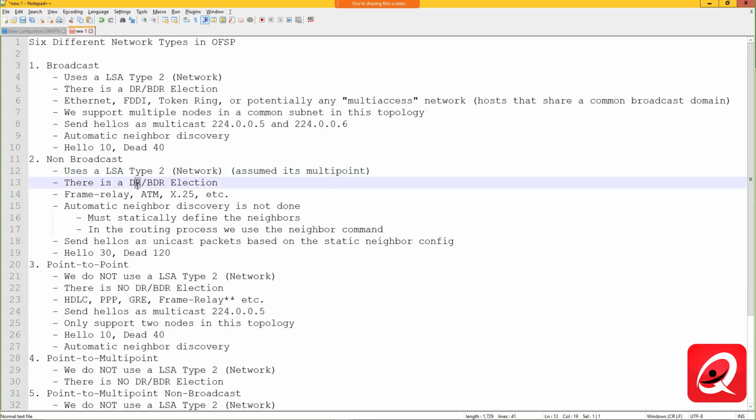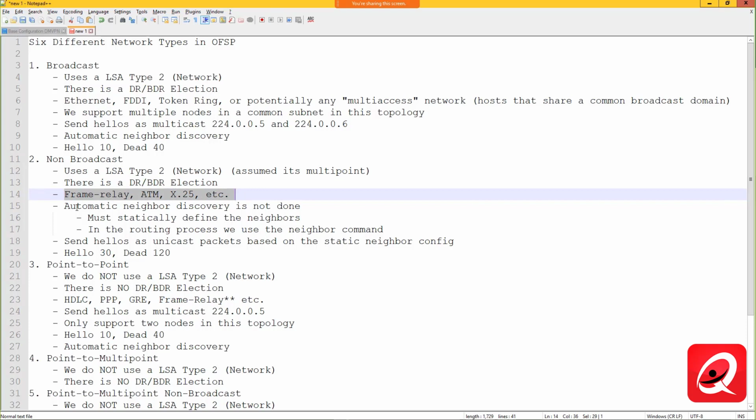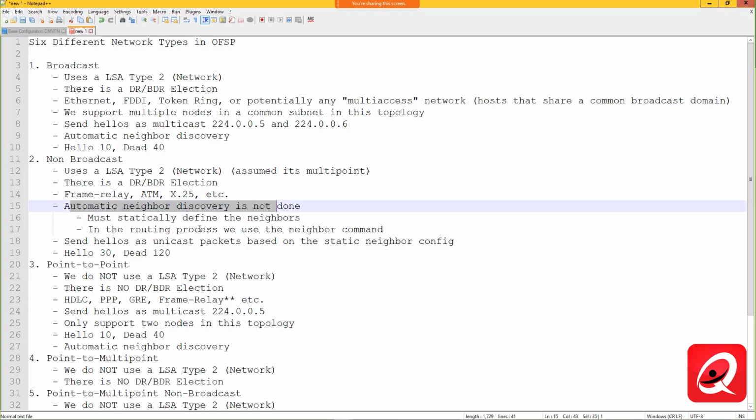There is a DR/BDR election. These are the types of technologies that will be identified. Automatic neighbor discovery is not done. We have to statically define the neighbors. Hello and dead timers are 30 and 120. Okay.